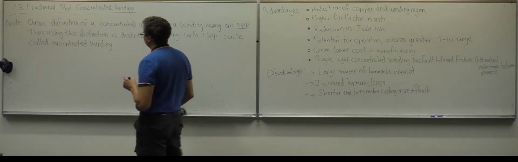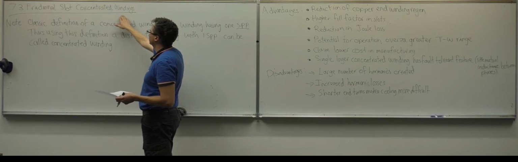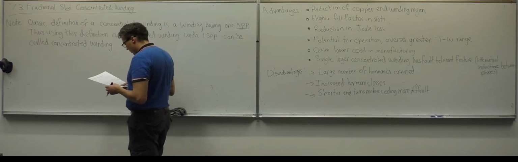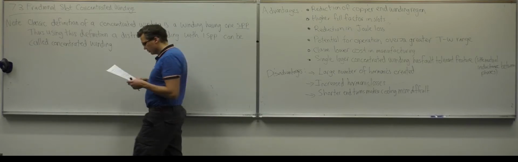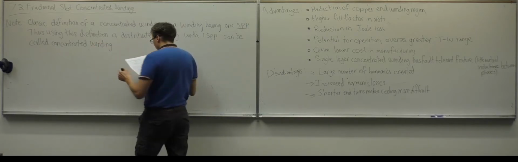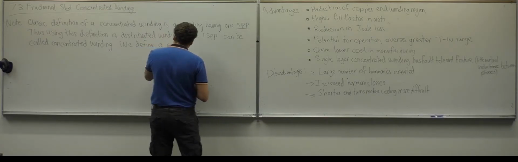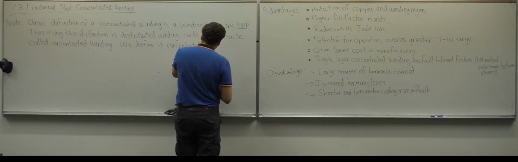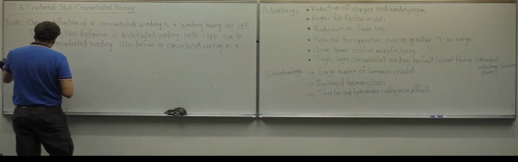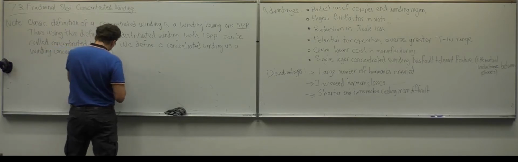However, that's rather confusing because it's not like the winding I just described with the coil wrapped around one pole, right? So it does create some confusion, but the tradition in the modern literature is that it's typically defined as being a concentrated winding that's been wrapped around one pole. So that's what I'm going to say. So we define a concentrated winding as a winding concentrated around the teeth.